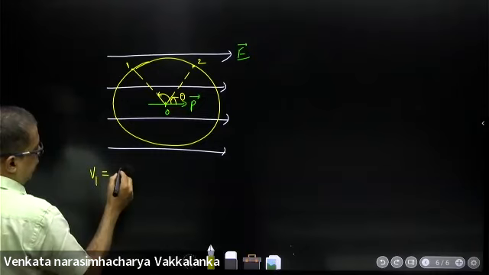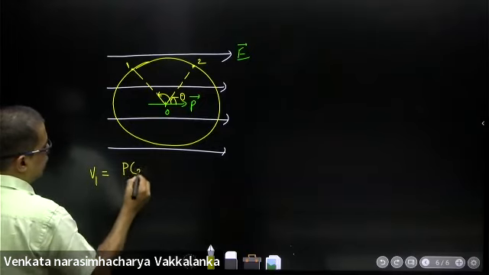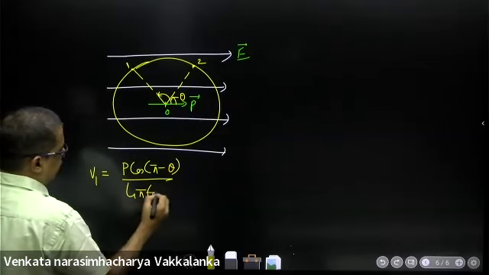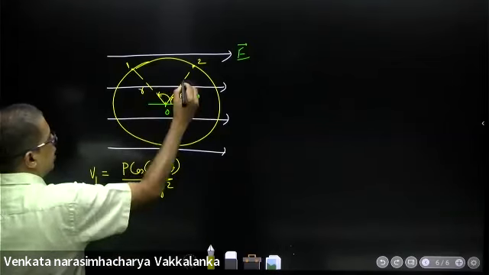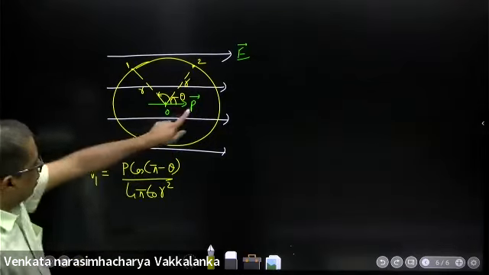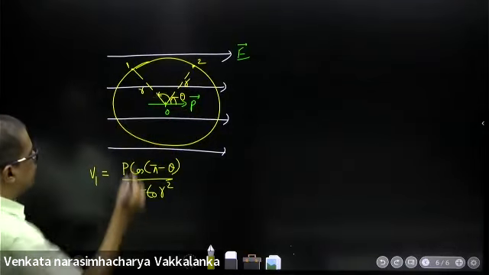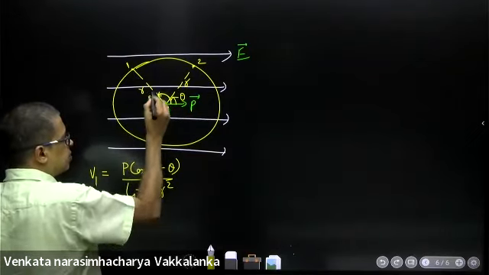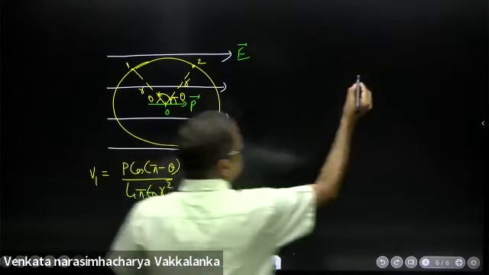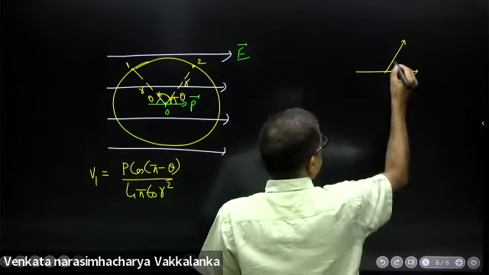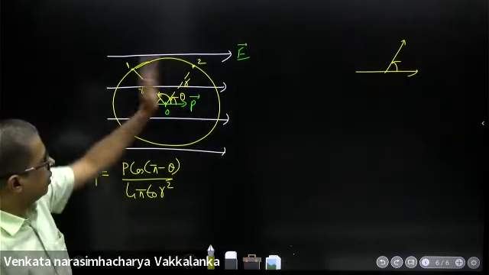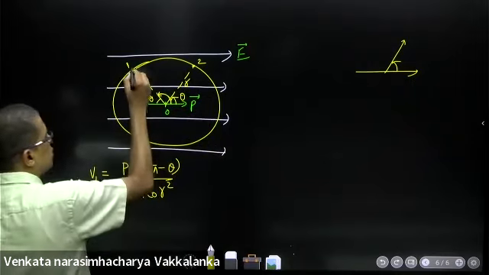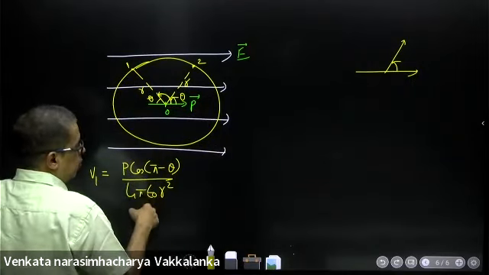Potential at 1 is P cos pi minus theta divided by 4 pi epsilon naught r square. I'll call this r. See, why is this pi minus theta? Because if this is theta, this angle is theta. But in a dipole, when I'm measuring the angle, I will take the angle this way. So if it goes to the second quadrant, that value will be pi minus theta. That is the potential at 1 due to the dipole.